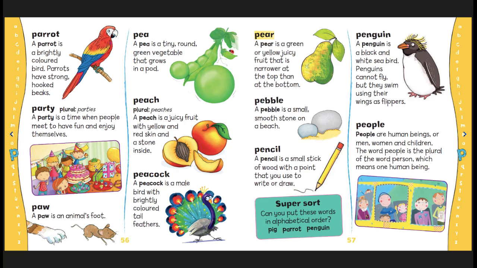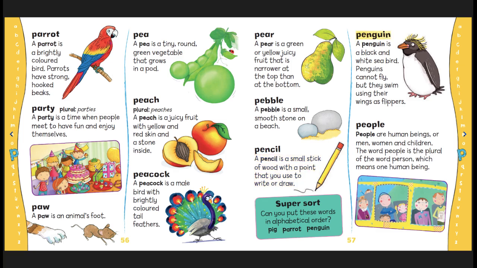Pear. A pear is a green or yellow juicy fruit that is narrower at the top than at the bottom. Pebble. A pebble is a small, smooth stone on a beach. Pencil. A pencil is a small stick of wood with a point that you use to write or draw.